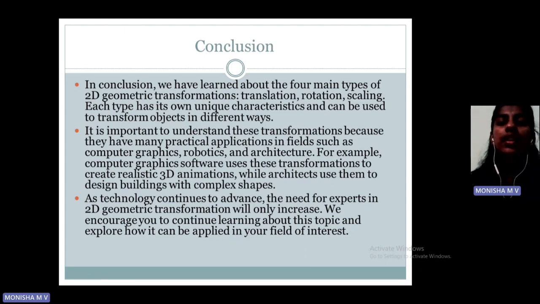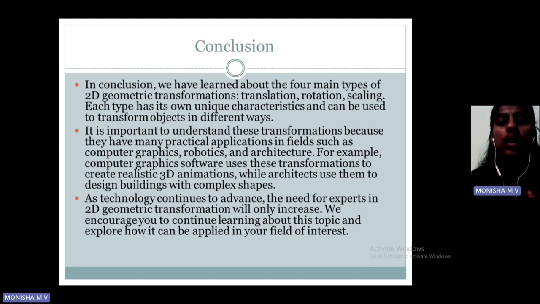As we know, translation is one form with a unique character which repositions the object in the same window. Rotation is nothing but rotating the object in the same window. Scaling is nothing but increasing and decreasing the size of the object. Each type has its own unique character and can be used to transform objects in different ways in 2D geometric transformations.